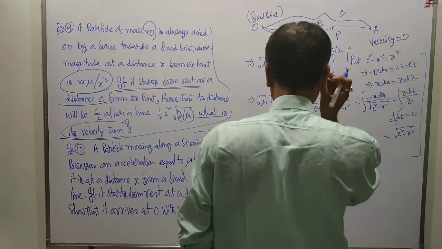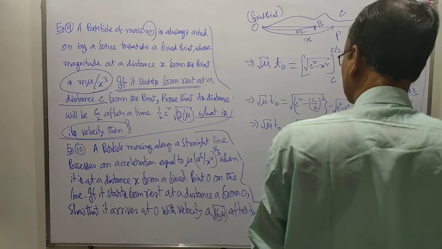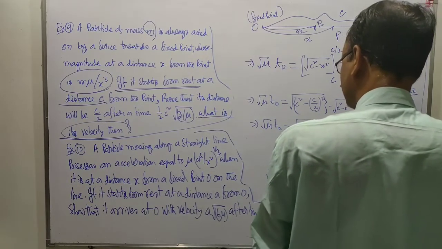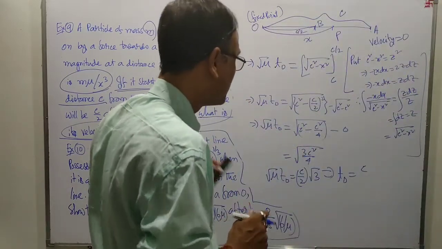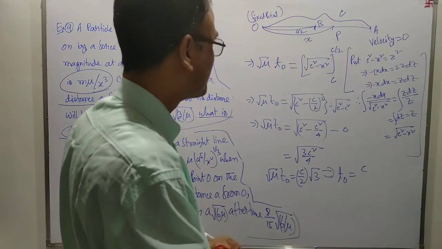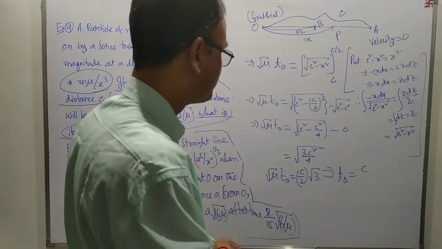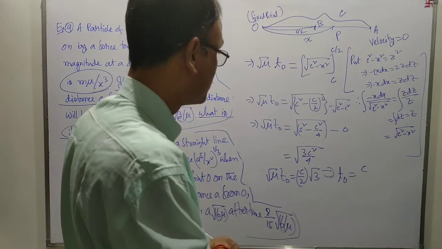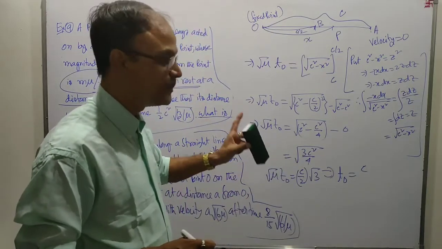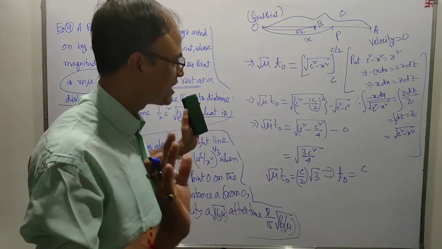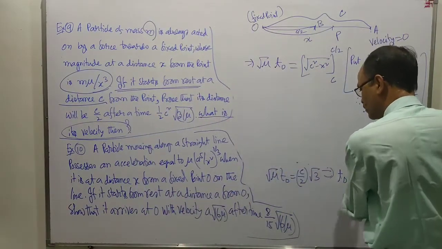Oh, I am very sorry. I am very sorry for that. It was c square. This means that some terms have been left out. C by 2, another c should have been there. Just 1 minute.